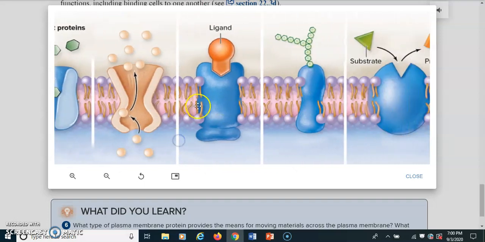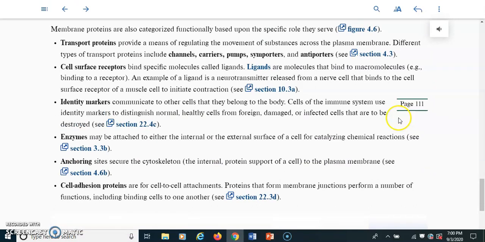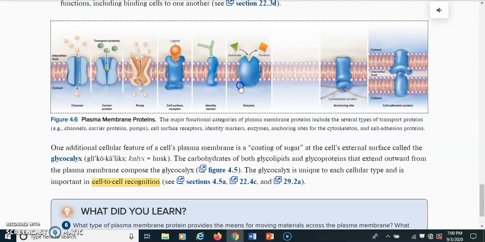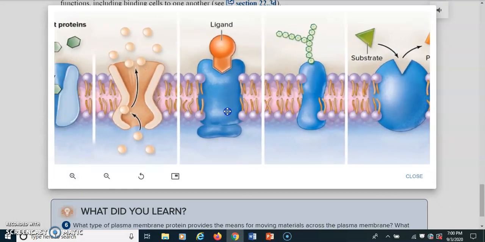The next function is they can serve as, and let me see what term they use for this. I'm going to try to stick with the terms. They called it cell surface receptors. There's a lot of different ways people describe these, so we'll use what the book says. So cell surface receptors. So that means that this protein, which is blue, is able to serve as a receptor. So this is a little molecule, and the ligand is just like a generic name for a molecule that binds to a protein or a receptor in the plasma or cell membrane.